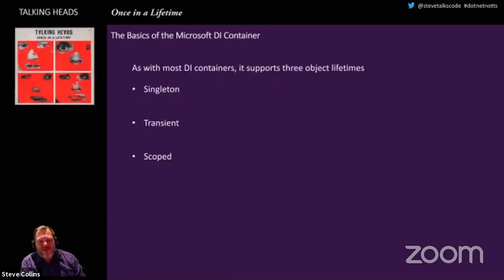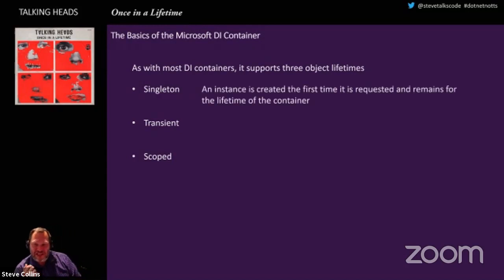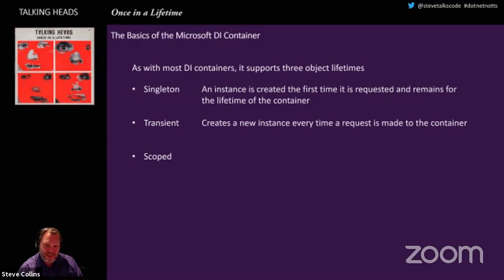So the basics of the Microsoft container, it supports 3 object lifetimes, so it's pretty much common to all inversion of control containers, as I should say, not dependency injection containers. Singleton: the instance is created the first time it's requested and remains for the lifetime of the container. Now, I'm very careful about saying the lifetime of the container there. Depending on your environment, that may also be the lifetime of the application. It may not. Transient goes and creates a new instance every time you make a request to the container.